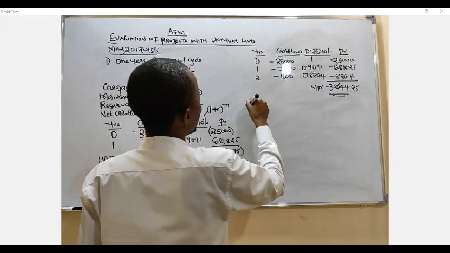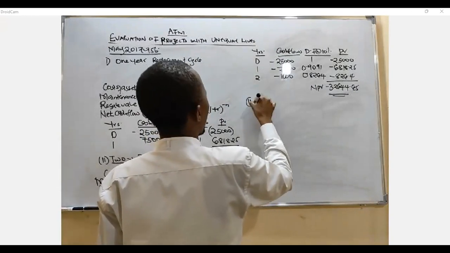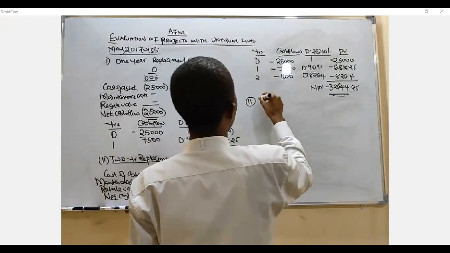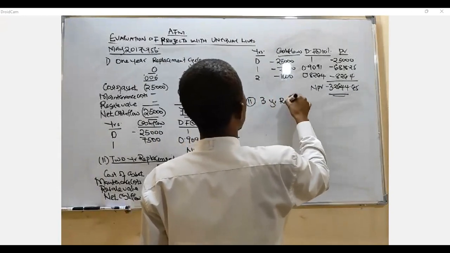The NPV is negative 32,644.65. Let us go to number 3, where we are discussing the 3-year replacement cycle.